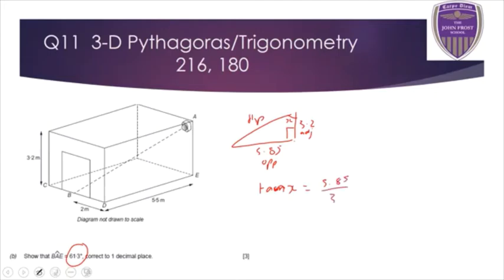5.85 over 3.2. And we need to turn that into an angle, so we need to use the inverse tan. And that will give us what we need. Gives us 61.3 correct to 1 decimal place.